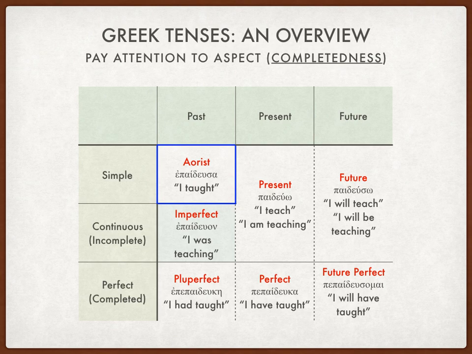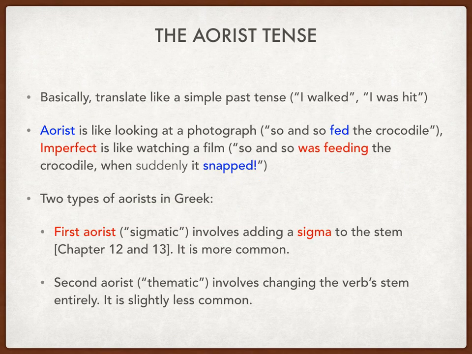So it's really important to understand the distinction between time and aspect, because when it comes to the aorist, the box you can see in the top left of this chart, the aorist form epaidosa, from paideo, only covers the past time in simple aspect. Epaidosa never means I was teaching, it only ever means I taught, simply speaking. So in other words, the aorist tense is basically like our concept of a simple past tense of a verb. I walked, I was hit, and so forth.